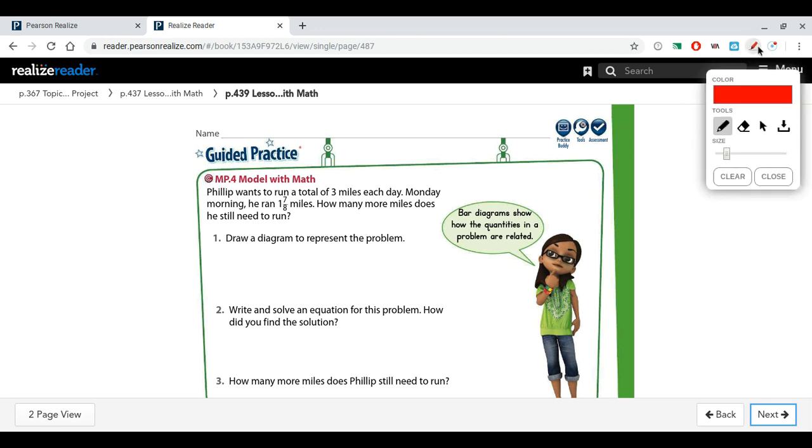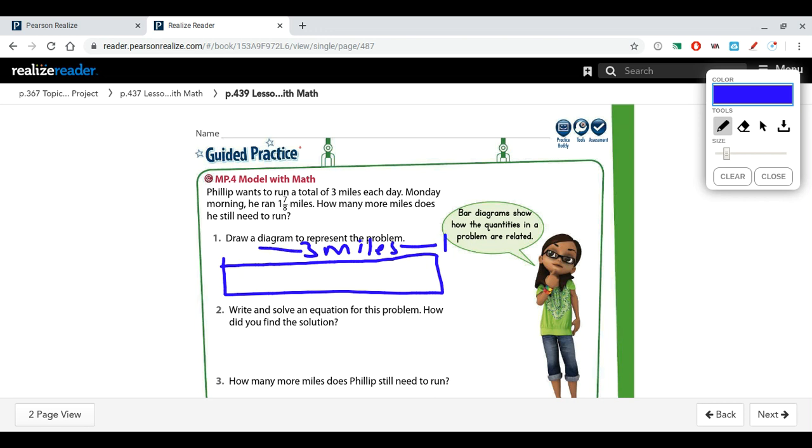So he's already run 1 7/8 miles. We're going to look at how much more he needs to run for today. So I'm going to draw my bar diagram. Left room for the top this time. He is running a total of 3 miles. So that's my total. It's 3 miles. He has already run 1 7/8.